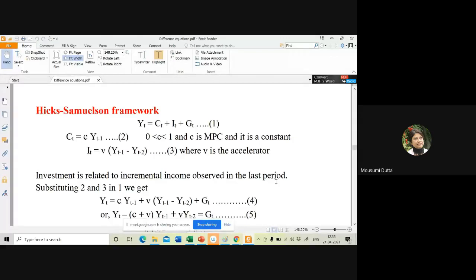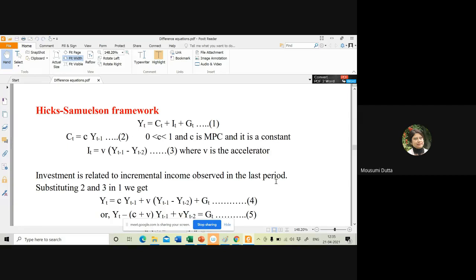Okay, the Hicks-Samuelson framework. Some development or changes made by Hicks in the original Samuelson framework. You are familiar with the national income identity. Already we marked all these things in Samuelson's framework, so directly I'm starting with the national income identity equation: Y_t = C_t + I_t + G_t.